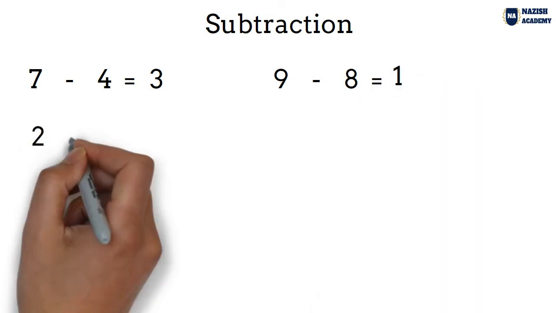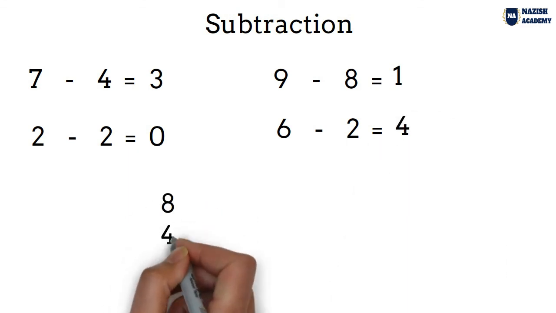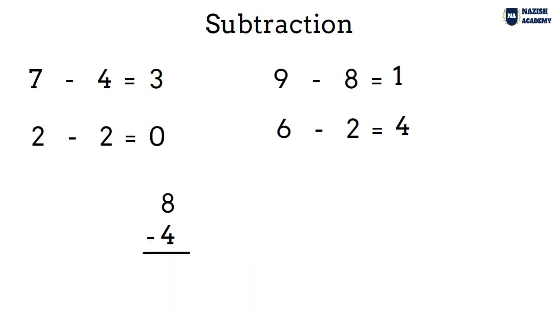Subtraction. Children, I have already taught subtraction in chapter 4. So please go and watch chapter 4. 9 minus 8 is equal to 1. 2 minus 2 is equal to 0. 6 minus 2 is equal to 4. 8 minus 4 is equal to how many? 4. 6 minus 5 is equal to 1. 4 minus 0 is equal to, let's subtract, 4. 17 minus 5 is equal to 12. Let's see an example.